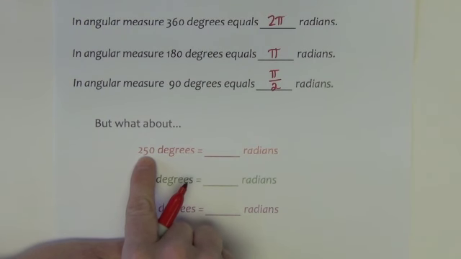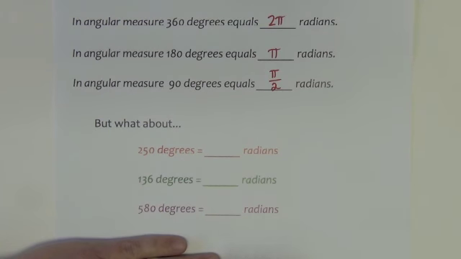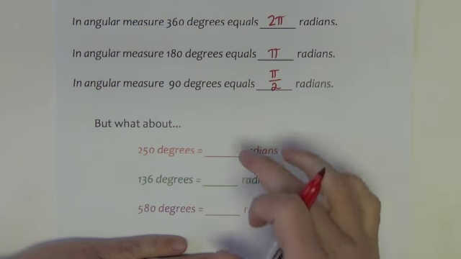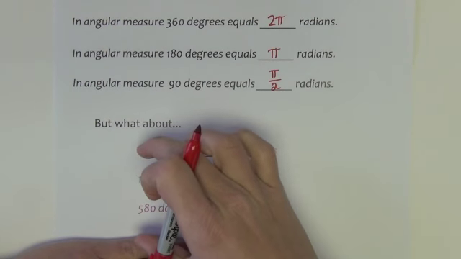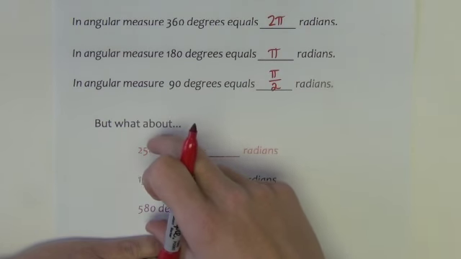How would we come up with 250 degrees in radians? Or 136 or 580? We need a way to convert any degree that we have into radians, and quite frankly we need a way to convert any radians we have into degrees.